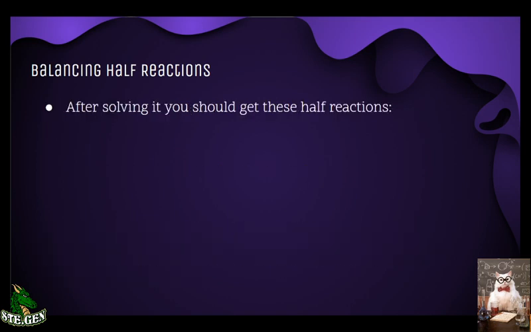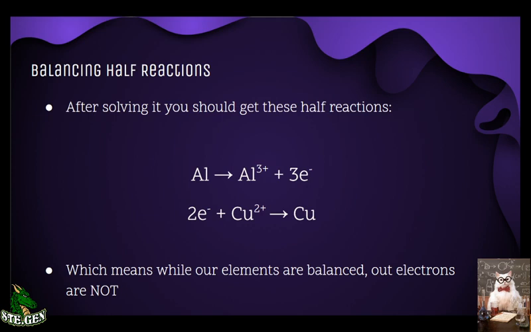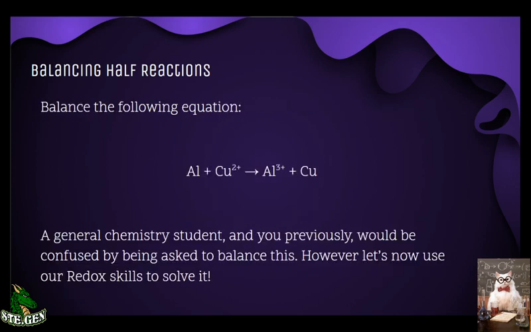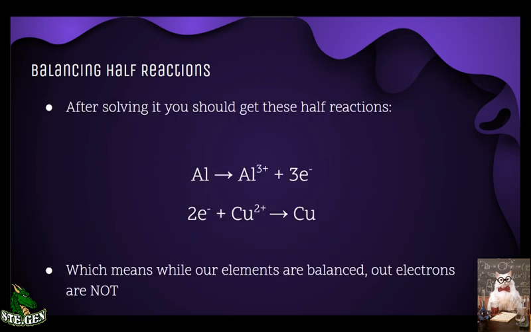After solving, we will get these half reactions. We've split it up, and we said that Al on the left side had nothing, and on the right side had a 3+. We have to add 3 electrons to that side to cancel the charges, so their charges are balanced on each side. And those electrons had to have come from somewhere. In this case, those electrons came from the copper. 2 electrons plus a Cu2+ will make a copper that has no charge, which means that while our elements are balanced in that reaction, notice our electrons are not. This reaction is saying that you're going to put in 2 electrons, and this one says you're going to get out 3 electrons. Those don't line up with each other.